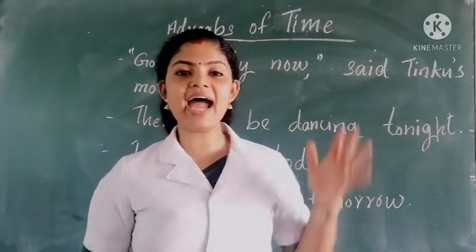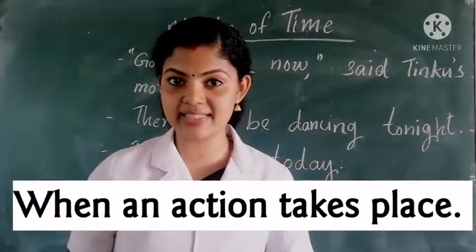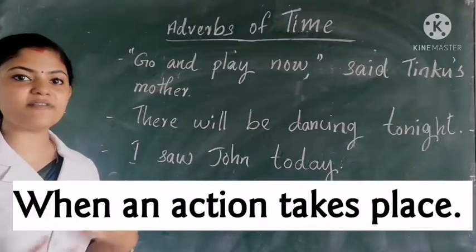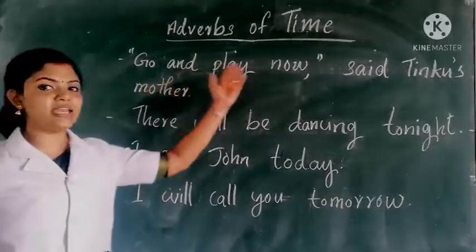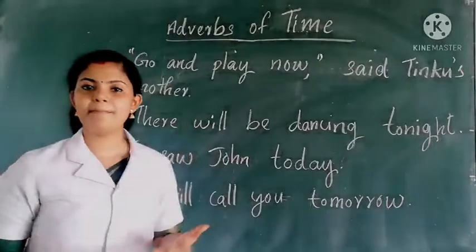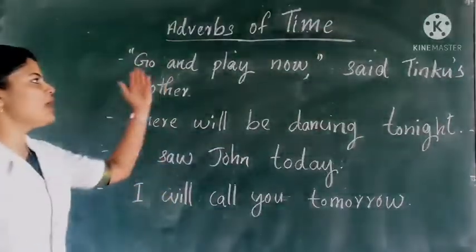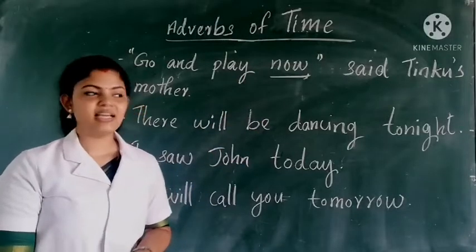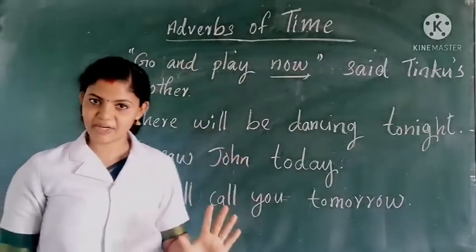Children, now we are going to discuss the adverbs of time. Adverbs of time tell us when an action takes place. They answer the question when. So from these sentences, let's find out the adverbs of time. It is very easy, children. Look at the board. First sentence. Go and play now, said Tingu's mother. So Tingu's mother told Rima and Tingu, go and play now. Is she telling them to play tomorrow or the day after tomorrow? No, she is telling them to play now. This now shows a time, isn't it? Yes. Go and play now. So this word now is an adverb of time.